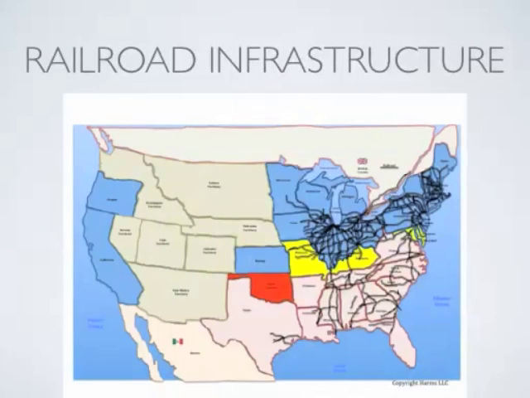In 1860, you can see by the map up here, the railroad infrastructure in the United States was dominant in the North and very scattered in the South. This gave the North a tremendous advantage during the Civil War.